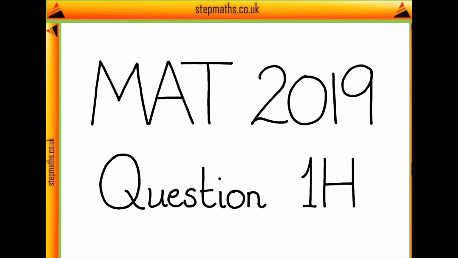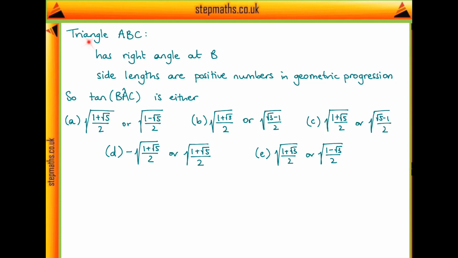Hi, I'm about to go through question 1H on Math 2019, and here we have a triangle ABC which has a right angle at B, and the side lengths are positive numbers in geometric progression, and they want to know what are the two options for tan of the angle BAC. Okay, so what are the possibilities for what our triangle will look like?